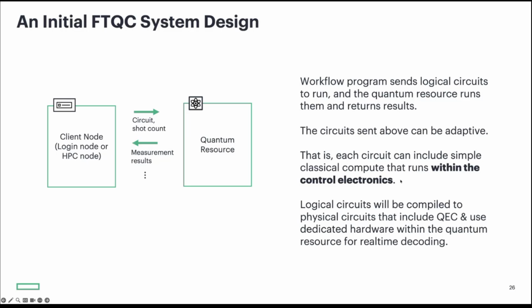In our initial design, we're assuming that the adaptive circuits mean that there can be classical computations that manage the circuit, things like mid-circuit measurement and feed forward, as long as they are simple enough that they can run within the control electronics. That's more or less the situation we have today on NISQ devices: if you're doing adaptive circuits, those classical components are running within the control electronics. If you know of cases where that's not the case, I'd love to hear about it, maybe at the end of the talk or later on.